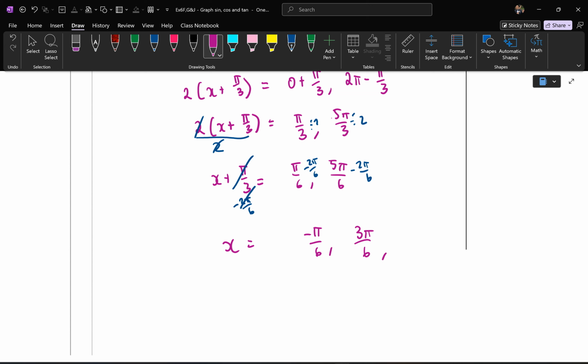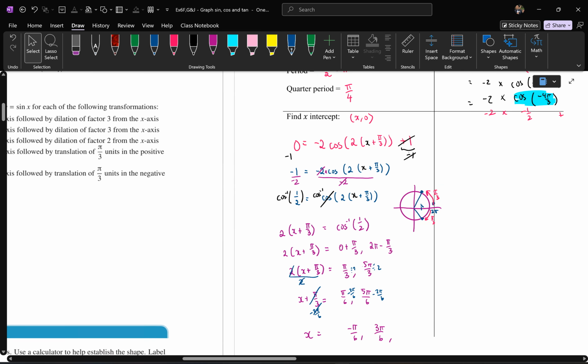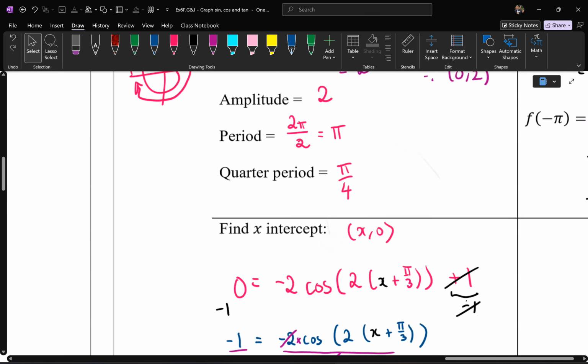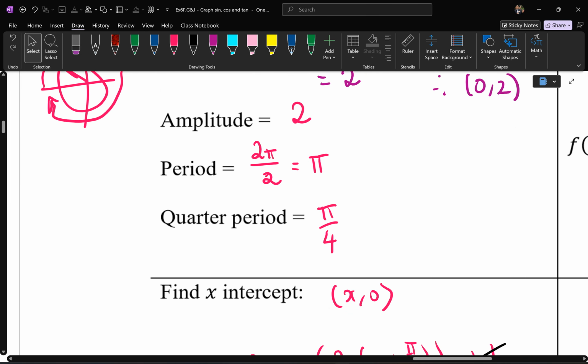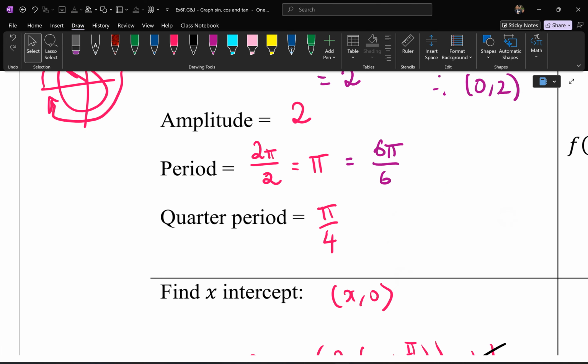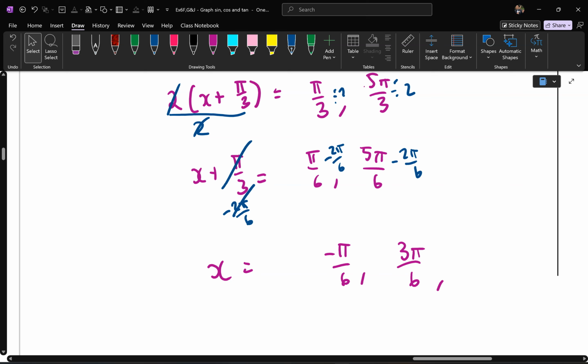You got your first two solutions with all the dilations and reflections and translations all sorted there. Okay? Now, to find all the possible solutions, add and subtract the period. We know the period before Joe told us was pi. So pi up here is your period. Since it's out of 6, just do 6 pi out of 6. So that means you're just adding and subtracting by 6.